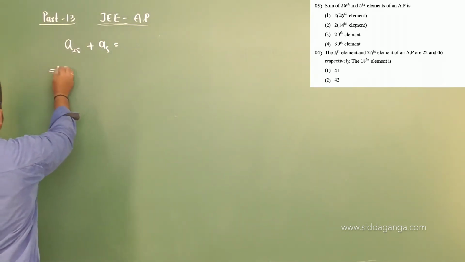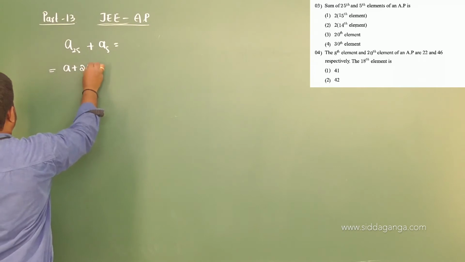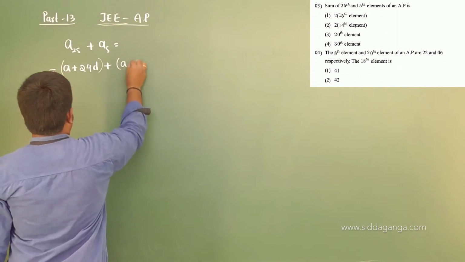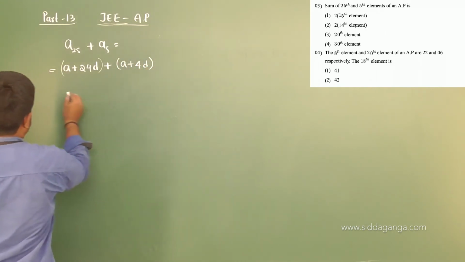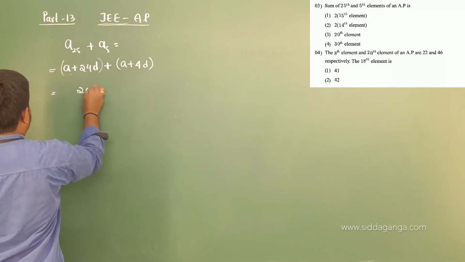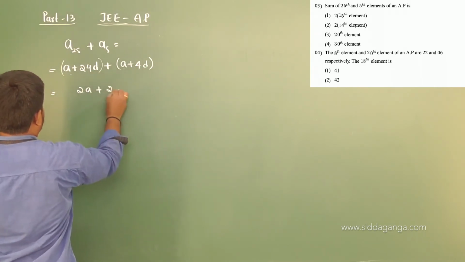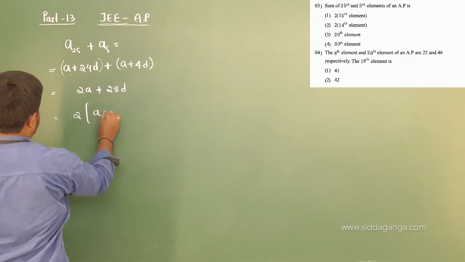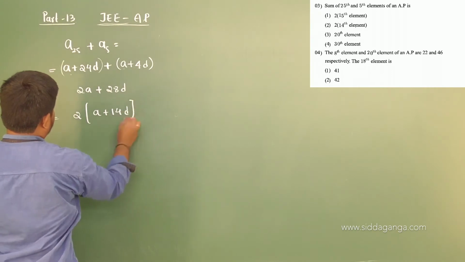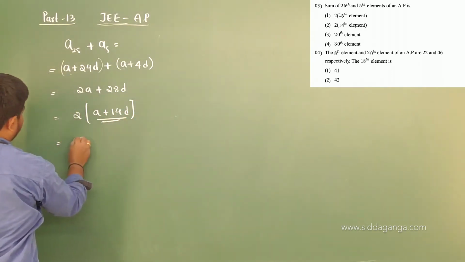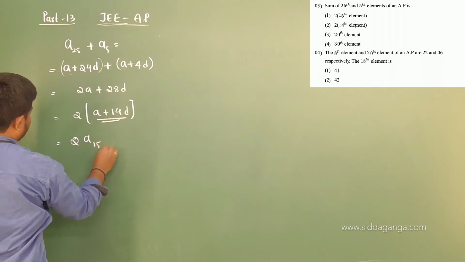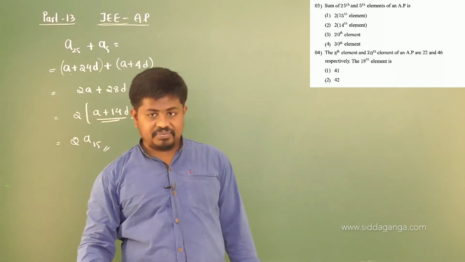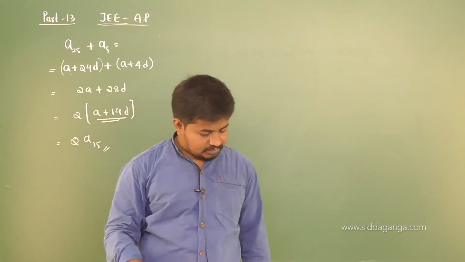So what is A25? That is A plus 24d, the 25th term, plus A plus 4d, which is the 5th term. This is equal to 2A plus 28d. Taking 2 outside, 2 times A plus 14d. A plus 14d is nothing but the 15th element. So this is 2 times the 15th element. So the first option is the correct one, double of the 15th element.